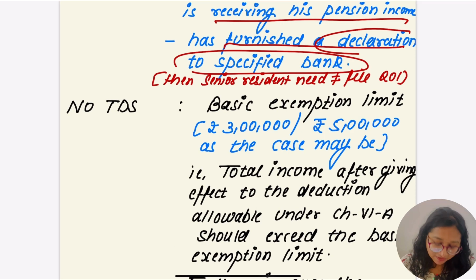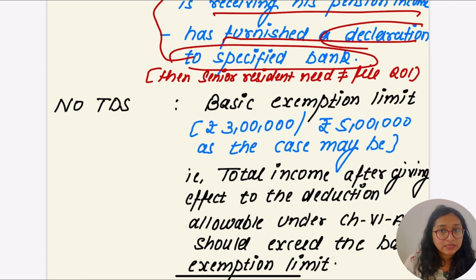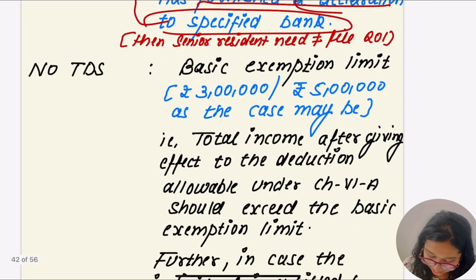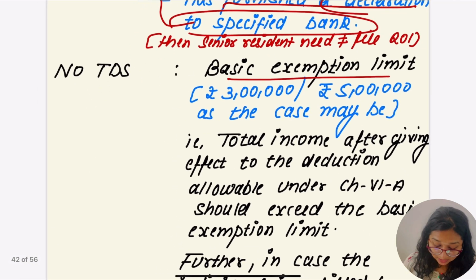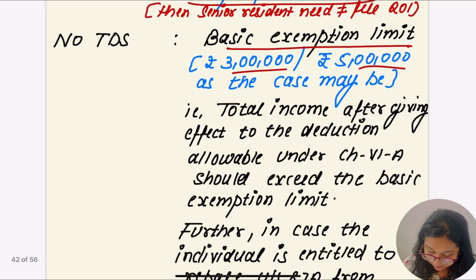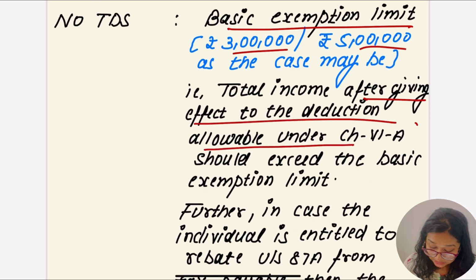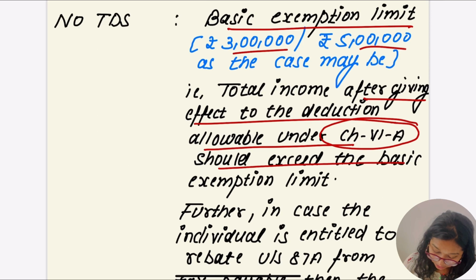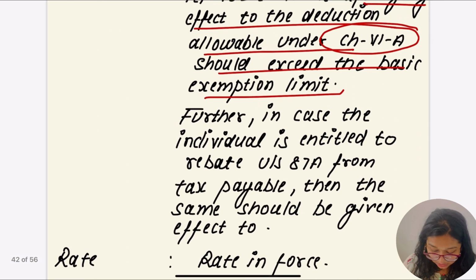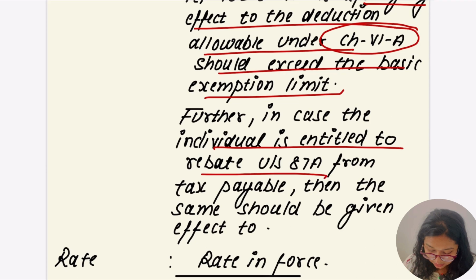So this benefit is given to the senior citizen by our government. There is no need to file the return of income by the senior citizen. Hope you get my point. Let's go for the limit, which says the basic exemption limit applies, no TDS up to the basic exemption limit, which is 3 lakh or 5 lakh as the case may be. Total income after giving effect to the deduction allowable under Chapter VI-A should exceed the basic exemption limit, and further, in case the individual is entitled to rebate under section 87A, then the same should be given.